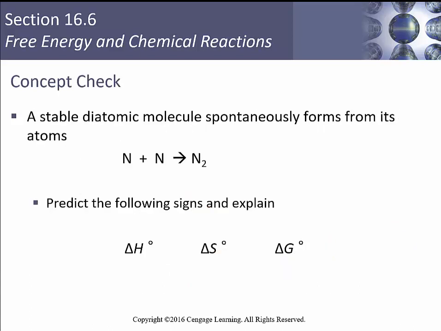So let's do another concept check here. A stable diatomic molecule spontaneously forms from its atoms. So I'm going to take nitrogen atoms and form N2 gas. Is that going to spontaneously happen? Let's predict the following signs and then explain. Welcome back. So our enthalpy change: this reaction is going to be exothermic. It's going to be more ordered, so our entropy is going to decrease, and our delta G is going to be negative.